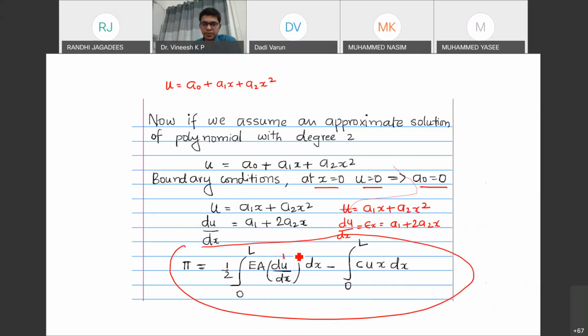So du by dx, we have a term here, and you have a term here. Just substitute for u here, and just substitute for du by dx here. Okay, so just substitute and make an expression for the potential energy. Make it first.